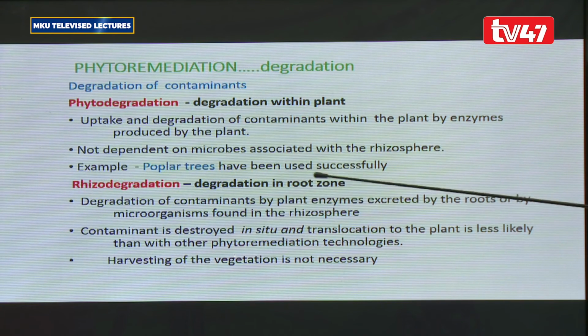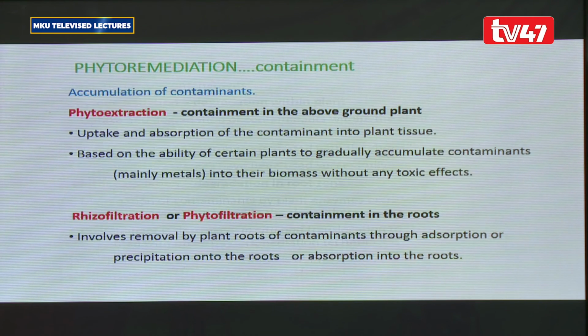Then we have rhizodegradation, which occurs in the root zone. In this case, the enzymes that degrade the contaminant could either come from the plant itself or from the microorganisms that are growing next to the plant or inside the plant. And most of the time, since they excrete the enzymes, the contaminant is destroyed outside the plant. In this process, you don't need to harvest the plant in order to remove the contaminant, because the contaminant has not entered the plant. It's still in the soil, but it has been made harmless through enzymes that have been excreted into the soil.